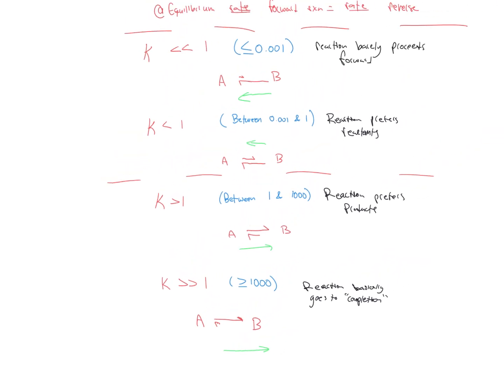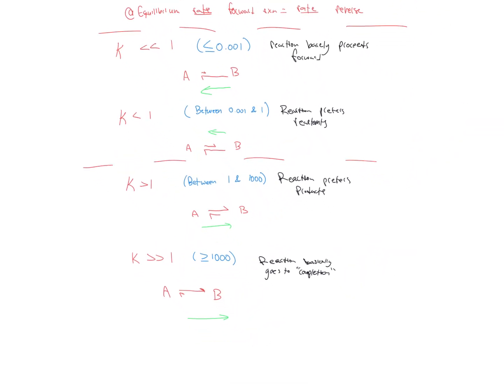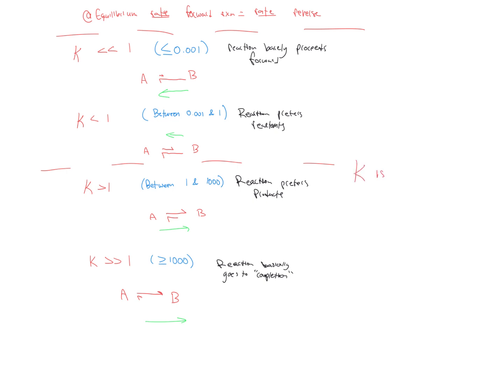And so by looking at what the number of K is, remember K is always going to be positive. But by simply looking at the number that you get after doing that calculation, that'll tell you whether or not the reaction wants to go towards the products or towards the reactants. Or in other words, which one will have the higher concentration at equilibrium.